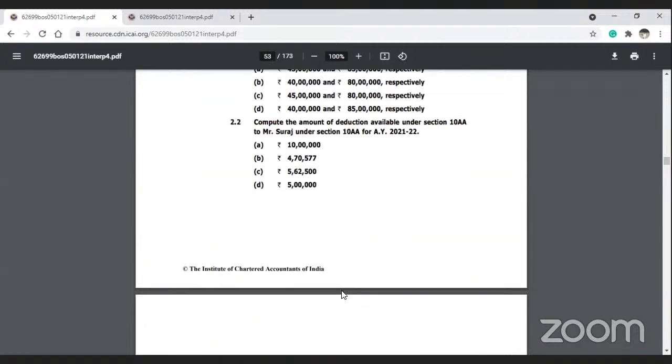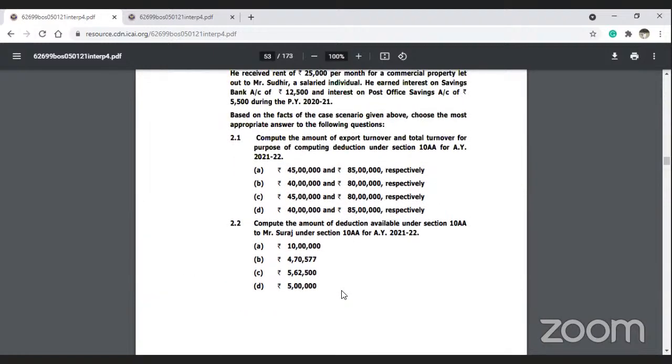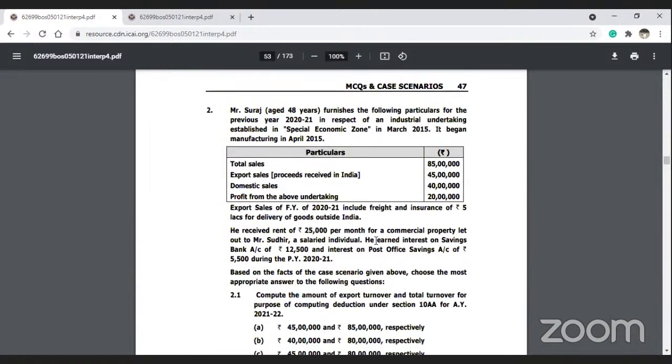Madhuri. Second is compute the amount of deduction available under section 10AA to Mr. Suraj under section 10AA for AY 21-22. So that will be profit is 20 lakhs into export sales, that is 40 lakhs upon total sales, that is 80 lakhs. But again that profit will be having that 5 lakh effect, we'll exclude that, 5 lakhs. So we are taking only 40 lakhs and 80 lakhs.